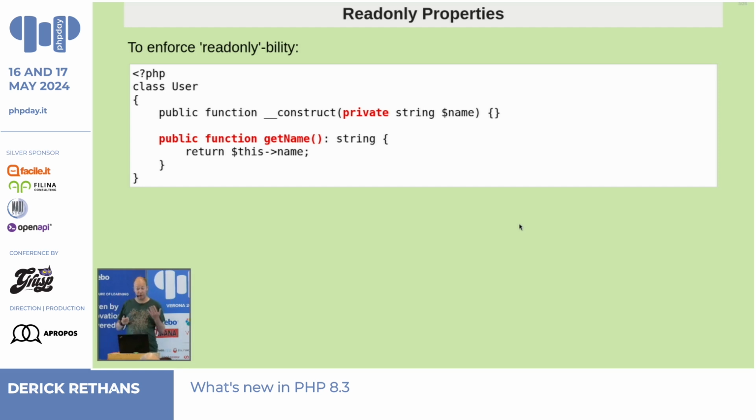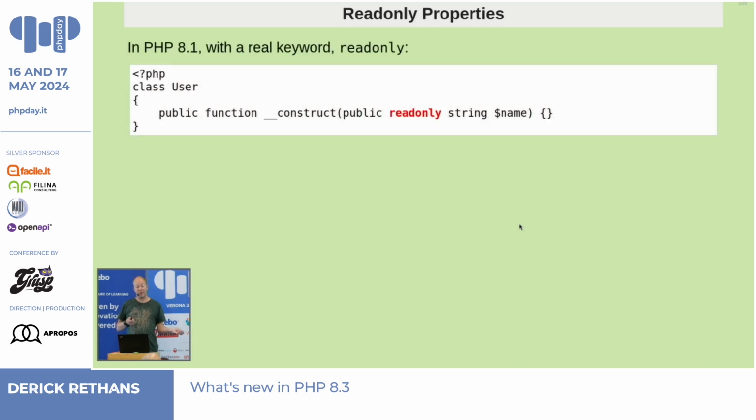But to continue about read-only ability, or readability, it does actually do quite a bit more. In PHP 8.1, we got this actual read-only keyword. And the read-only keyword makes sure that you can write to a property only once. So read-only is a bit of a weird name. It should really be called write once, but that's also awkward because it's supposed to be read-only. So we call it read-only after all.